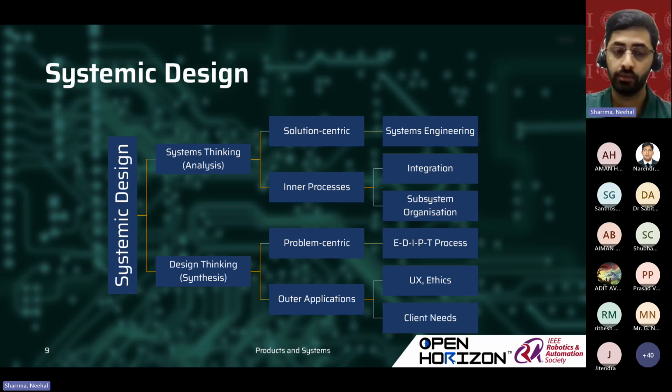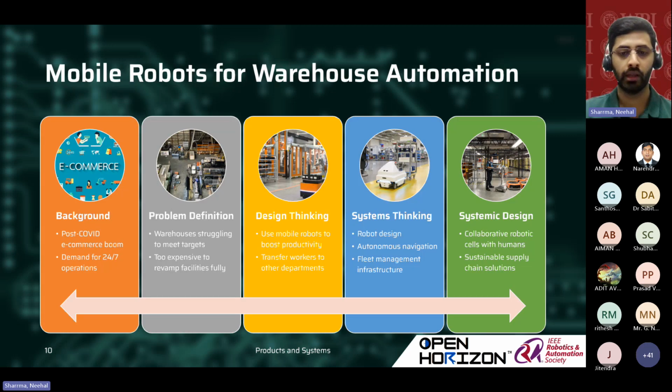The system thinking approach focuses on the actual solution. So organizing the various modules in your robot, your subsystems, things like that. It's a very inward looking process. Now, like I mentioned before, I have an example for mobile robots and I have another one for prosthetics. So I'll go over the mobile robot one first. It's the same process that we go over as an abstract thinking approach.